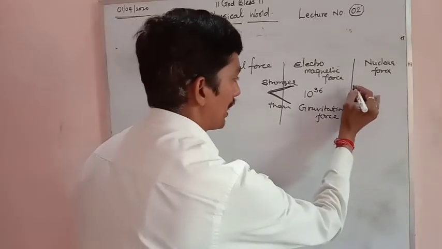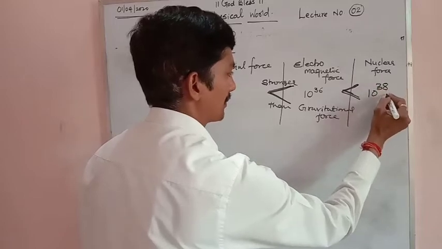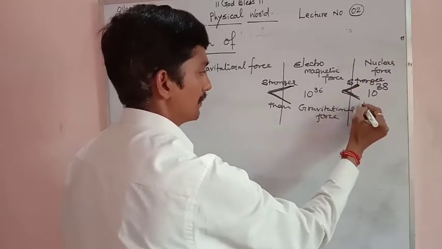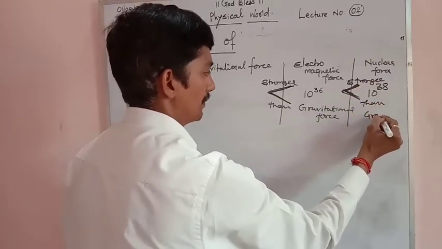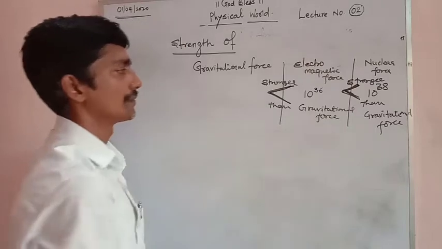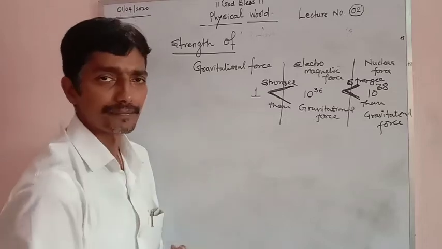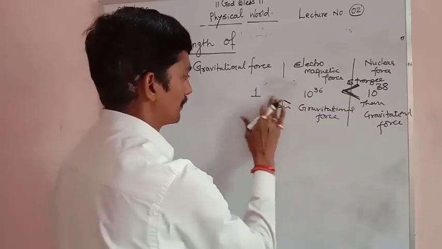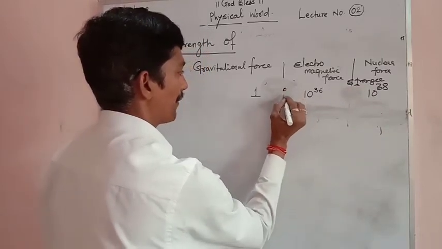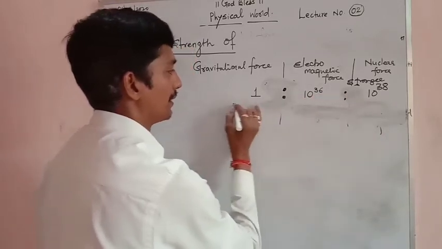Okay, and nuclear force is 10 power 38 times stronger than gravitational force. So if gravitational force is 1, the ratio becomes like this. Here, 1 ratio 10 power 36 ratio 10 power 38. This is the relation.